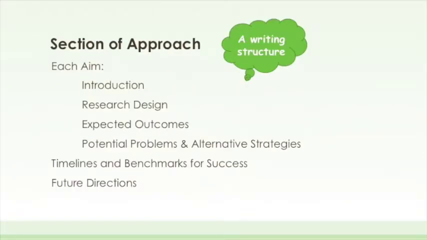So this is an example of the writing structure. You have the aims, and you have introduction, research design, and expected outcome. After you do this, what's the expected outcome? Then you talk about the potential problems and alternative strategy. Then talk about the timeline and benchmark of success. And the last section talks about the future direction. You follow this. And this is one example I did.